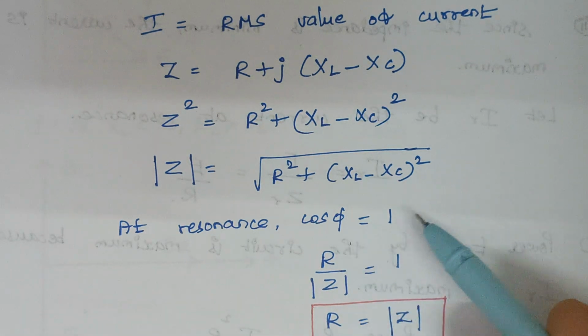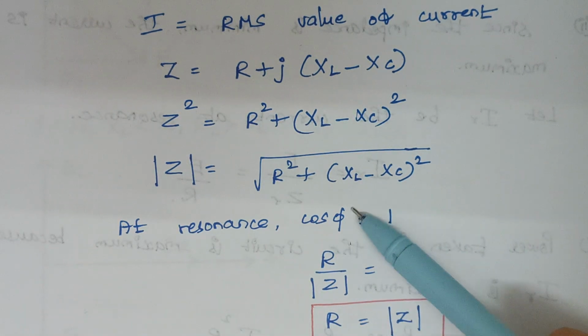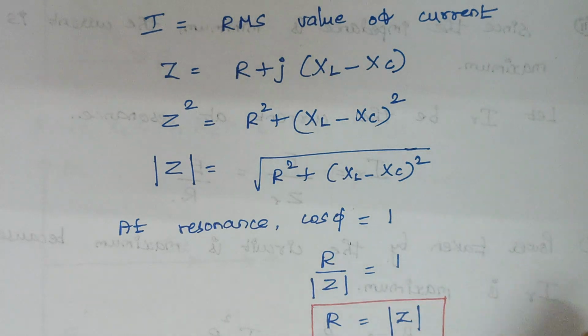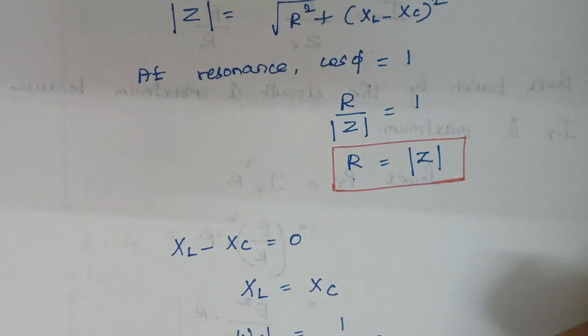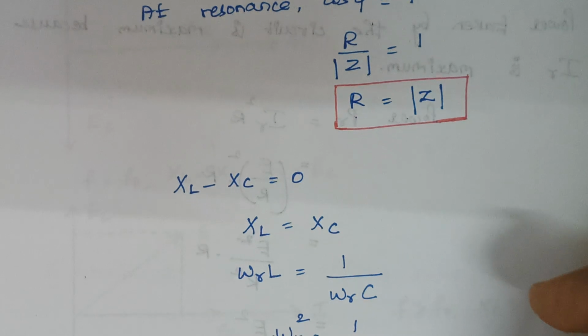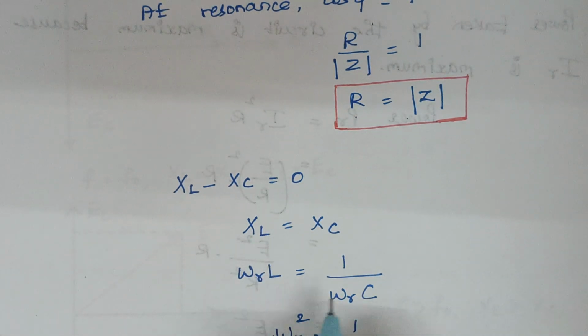Again, at resonance, the value of power factor is equal to 1. So cos phi is equal to 1. What do you mean by cos phi? Cos phi is nothing but R by Z. So finally, at resonance, the value of R is equal to your impedance. And again, under resonance, what happens? XL is equal to XC. So when you substitute the values here, that is omega R L is equal to 1 by omega R C.